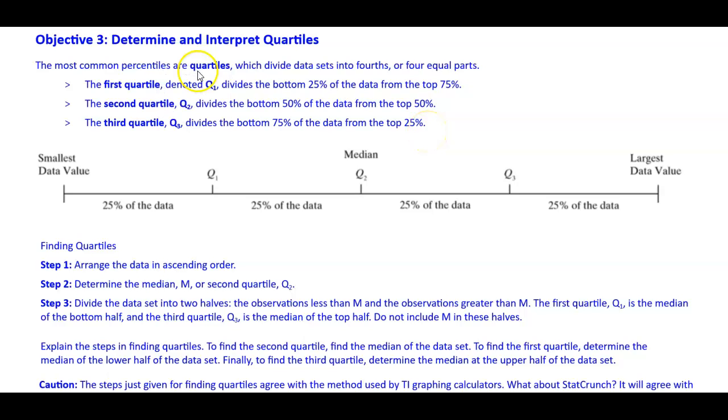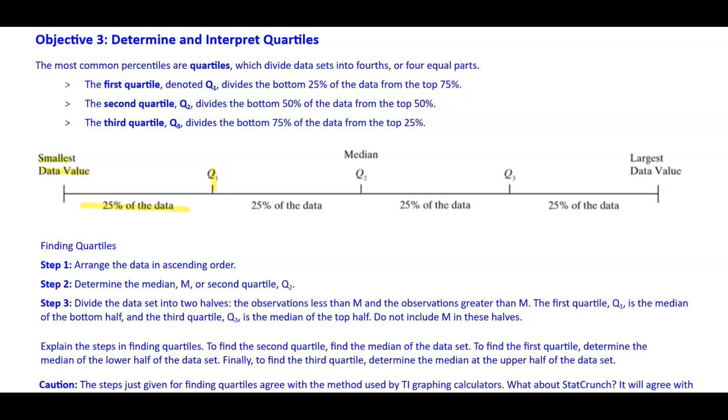So let's take a look at this diagram here. Okay, so here's quartile 1. This represents 25% of the data, which is 25% of the bottom. Okay, and here would be the smallest data value.